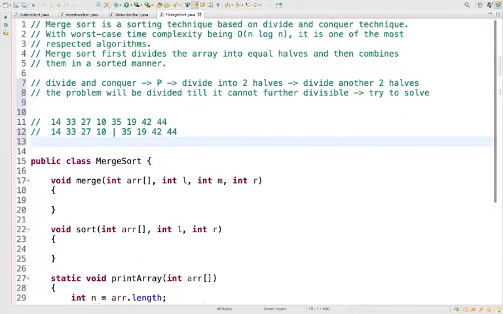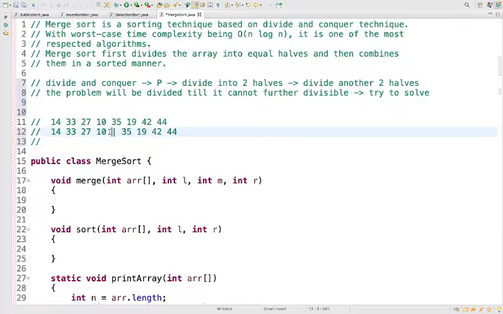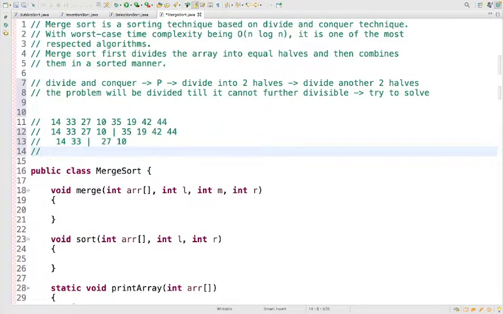Now after this, it will take this as one of the problems and again divide it into two halves. It can still be divided, so again it will do the same for 14 and 33, till the time you can't divide 14 more, you can't divide 30 more. So this is the smallest part, a single unit.